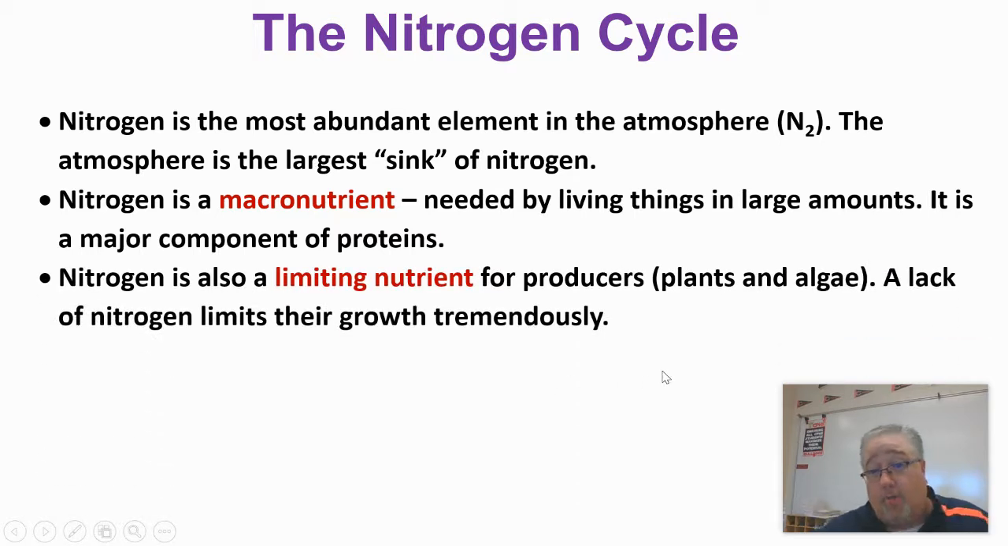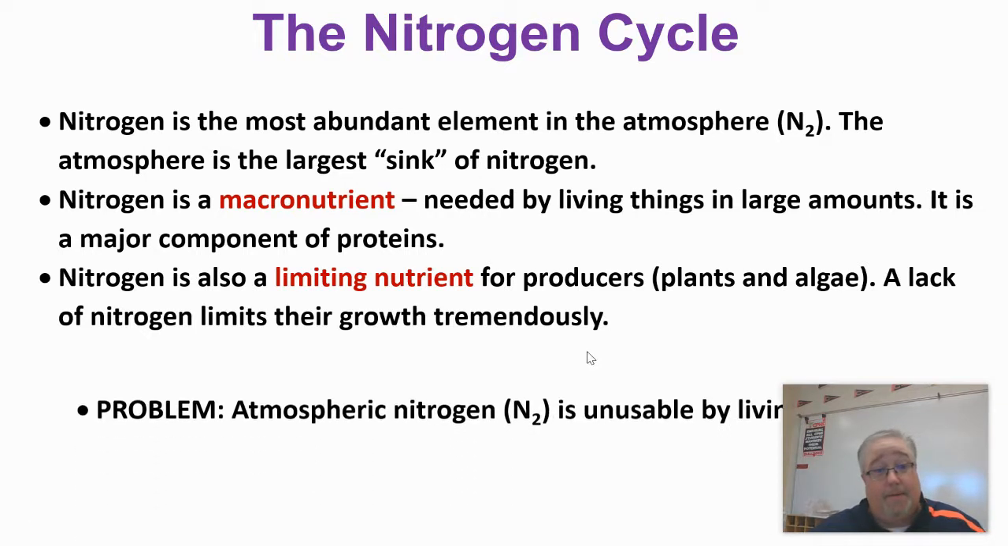Now, nitrogen is also what we call a limiting nutrient for plants. What that basically means is that plants need nitrogen to grow. So they will be limited in their growth if they don't have a lot of nitrogen, right? They get their nitrogen from the soil, but if there's not any nitrogen there, then their growth is going to be extremely limited. So, places where you see a lot of plant growth, most likely there's an abundance of nitrogen available for those plants because, again, it's a limiting nutrient.